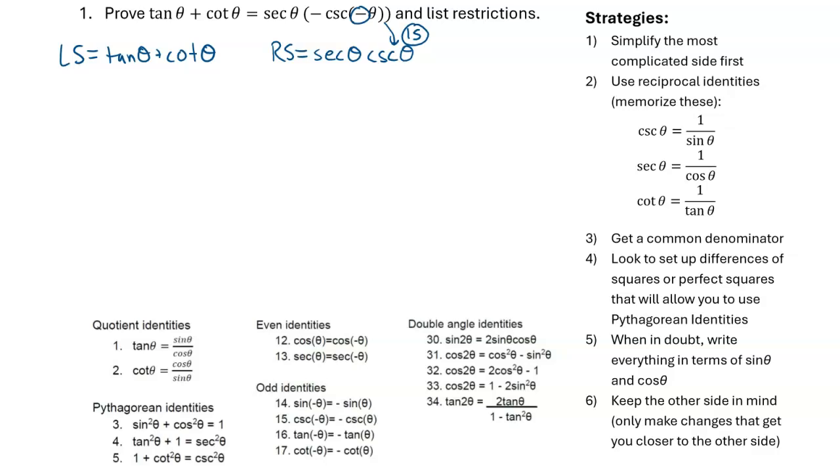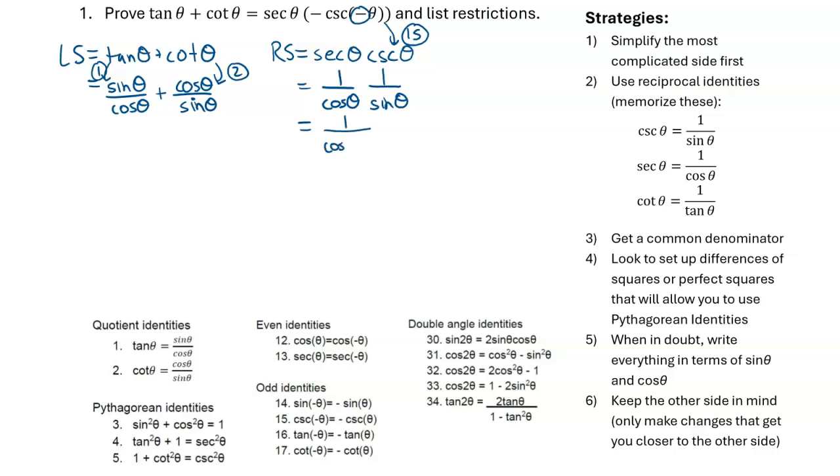Now I'm going to break down the left side further. On the left side, I'm going to use identity number 1, that tan is sine over cos, and then identity number 2 for cotangent, that's cos over sine. You'll notice I have two fractions on the left, but when I go to the right, secant becomes 1 over cos, and cosecant is 1 over sine. When I multiply those together, because they're multiplied on the right, I get 1 over cos times sine. And so we have one fraction on the right, but two on the left.